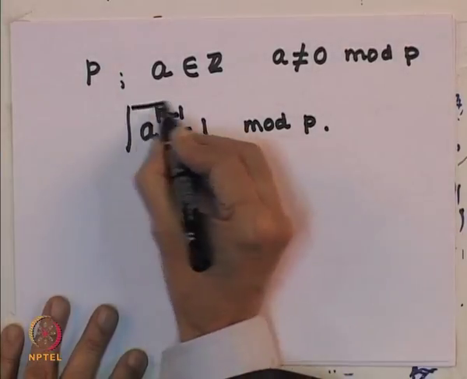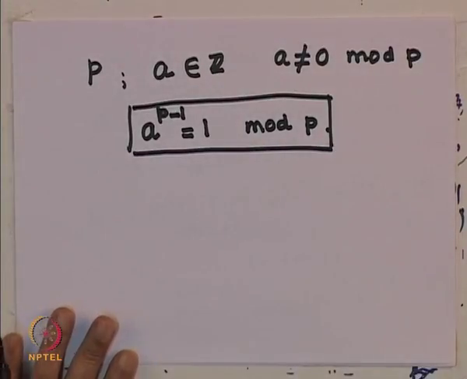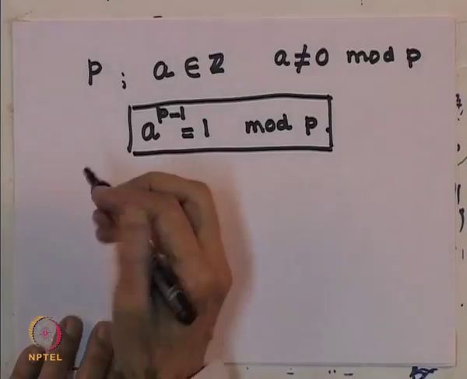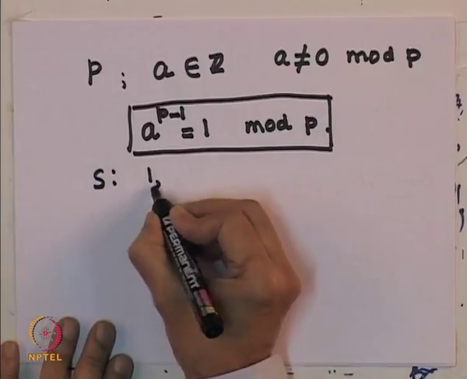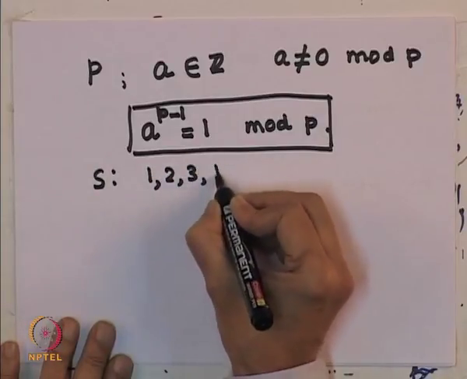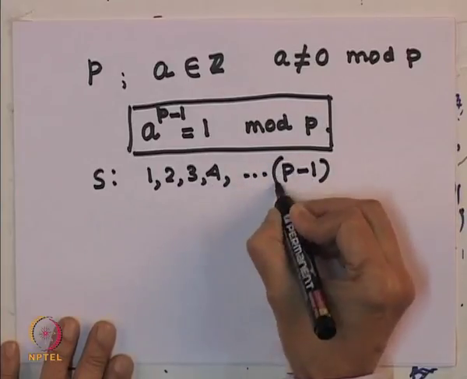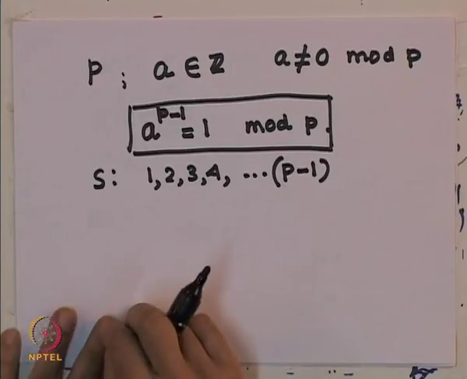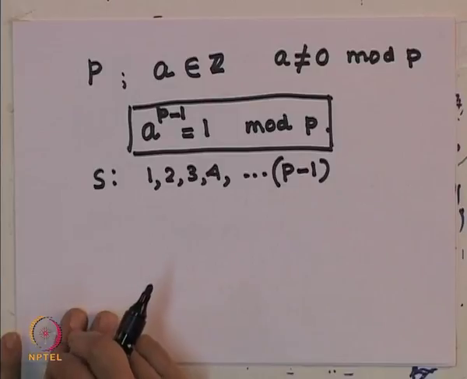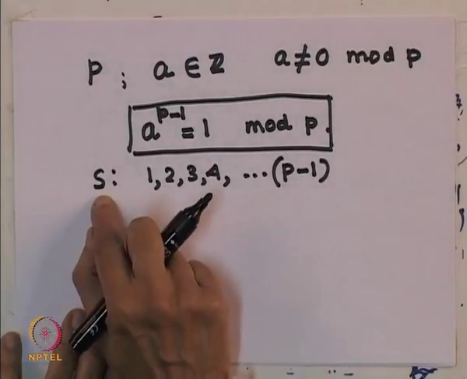So, this is Fermat's little theorem. Let me give you a quick proof of this. Now first consider a set of numbers 1, 2, 3, 4 up to p minus 1. Remember, p is a prime number, so there are no factors. Now having done that, suppose I take any element out of this set.